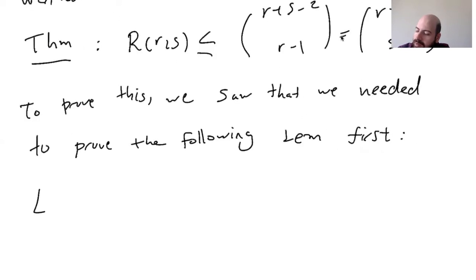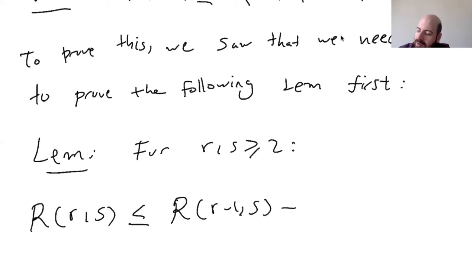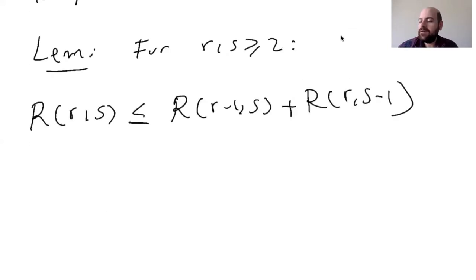The lemma is saying that for R and S bigger than or equal to 2, capital R of R and S is less than or equal to capital R of R minus 1 and S plus capital R of R and S minus 1. Okay, now let's prove this. Proof of lemma.